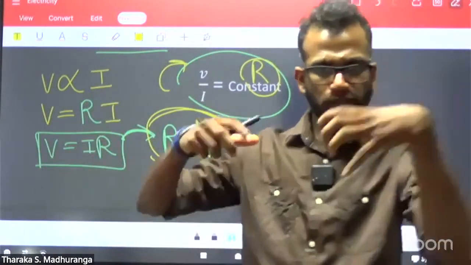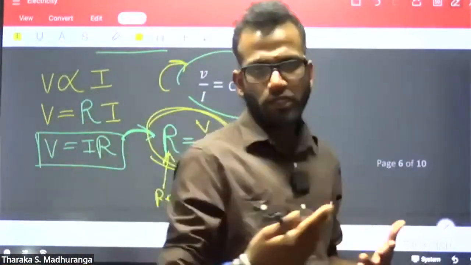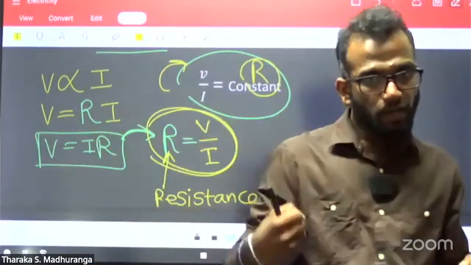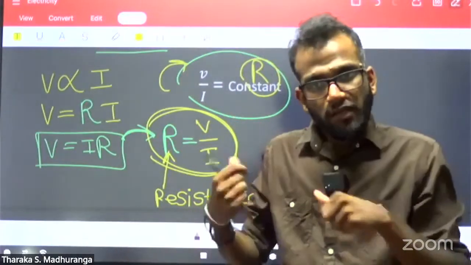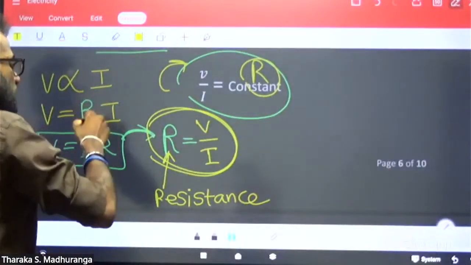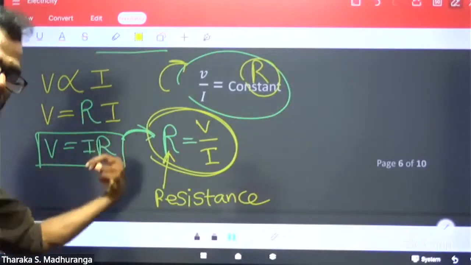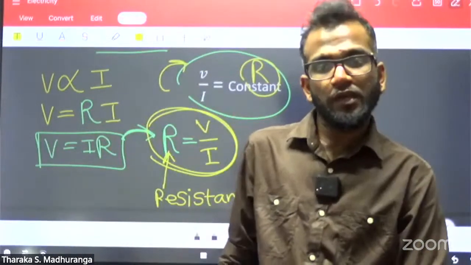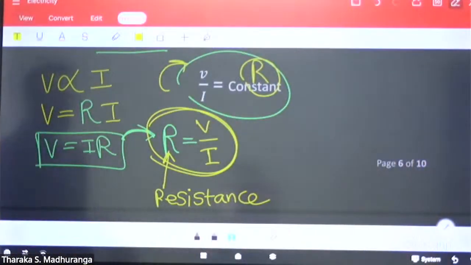Okay, what we discussed, a very simple thing: according to Ohm's law, V is directly proportional to I. That means the voltage, the potential difference, is directly proportional to the current. Then to remove the proportional mark, I use an equal mark and add a constant. This constant is R, the resistance, which depends on the material type. I think you got the note I have given here.